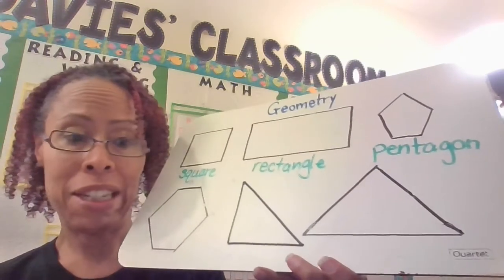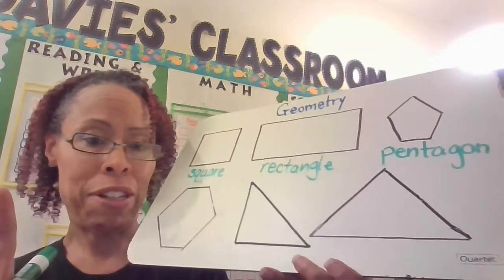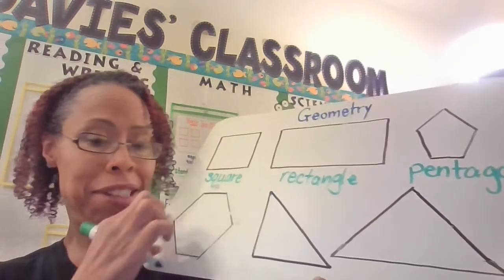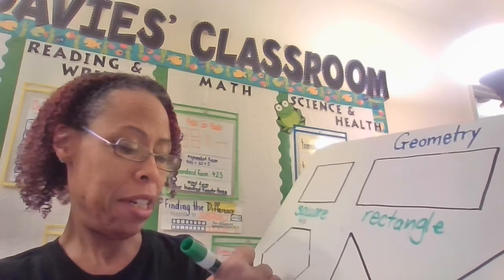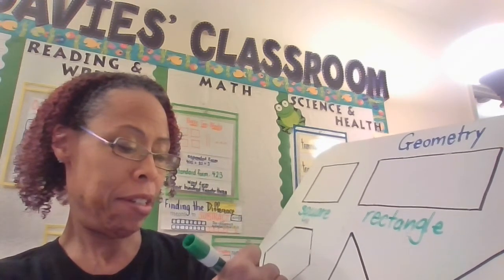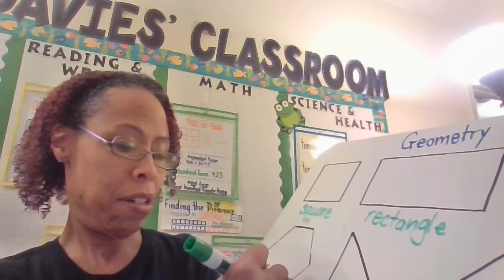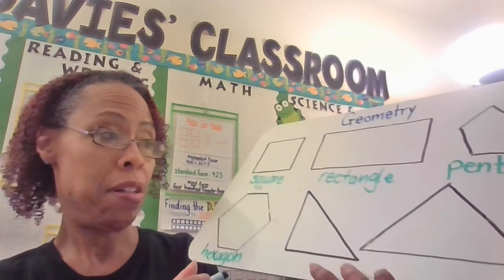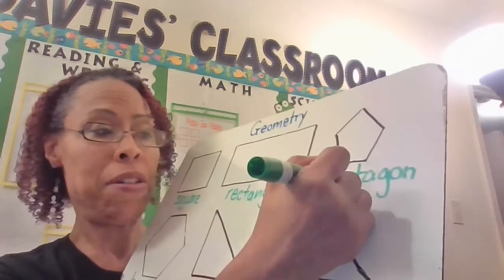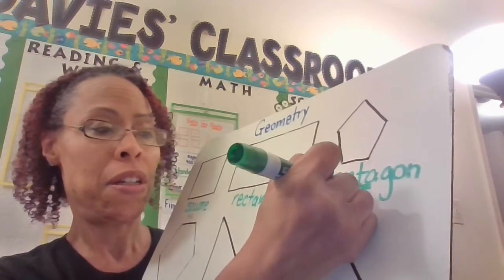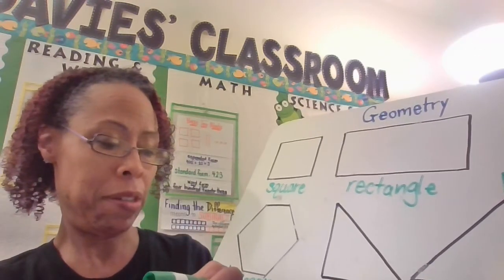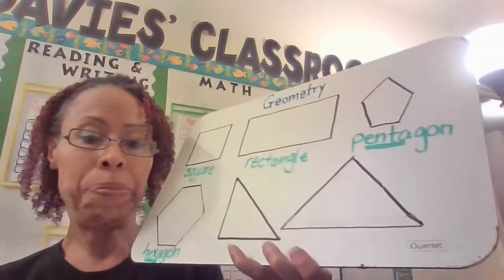All right, then we have this shape that has 1, 2, 3, 4, 5, 6. It almost looks like a stop sign, but it doesn't have enough sides for that. It has 6 sides, and this is called a hexagon. Hexagon. All right. Penta meaning 5, and hexa meaning 6. Okay.